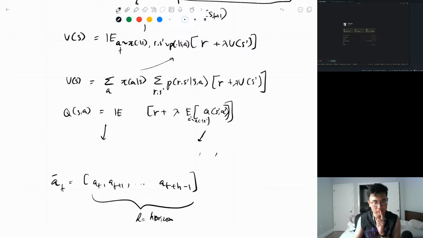Didn't get very far, but I think at least these equations I need to have engraved in my head.